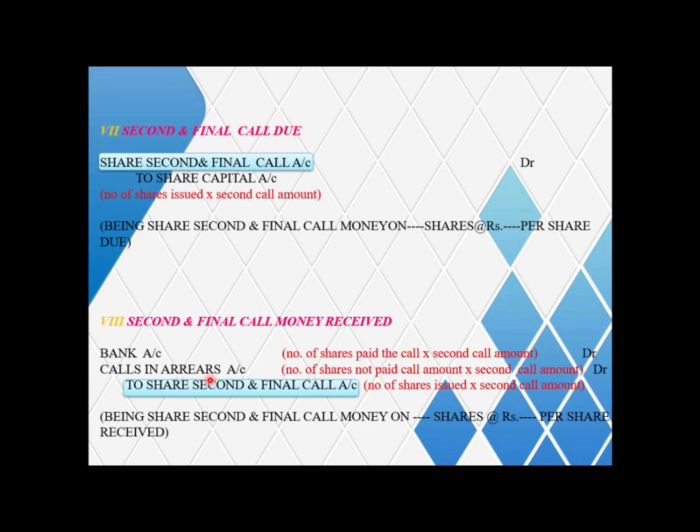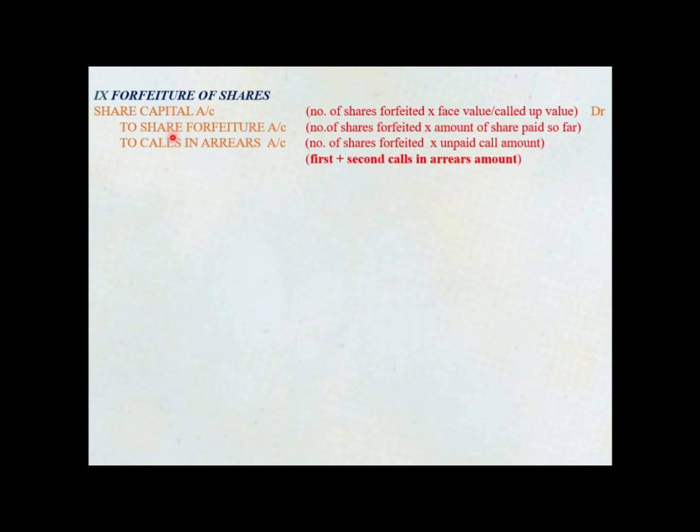So now we will see the forfeiture entry. Our transaction is forfeiture of shares. Entries: share capital account debit to share forfeiture account, to calls in arrears account. Share capital account amount will be calculated as number of shares forfeited multiplied by face value or called up value. Here you have to take the value depending upon your problem.